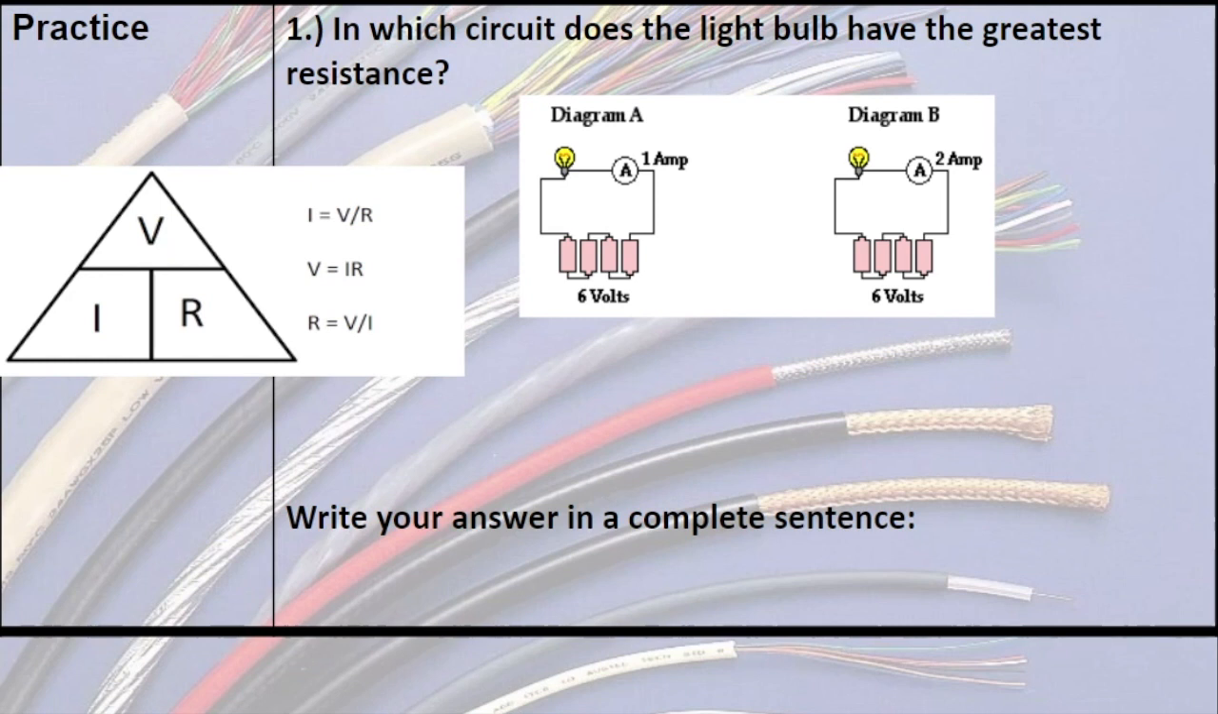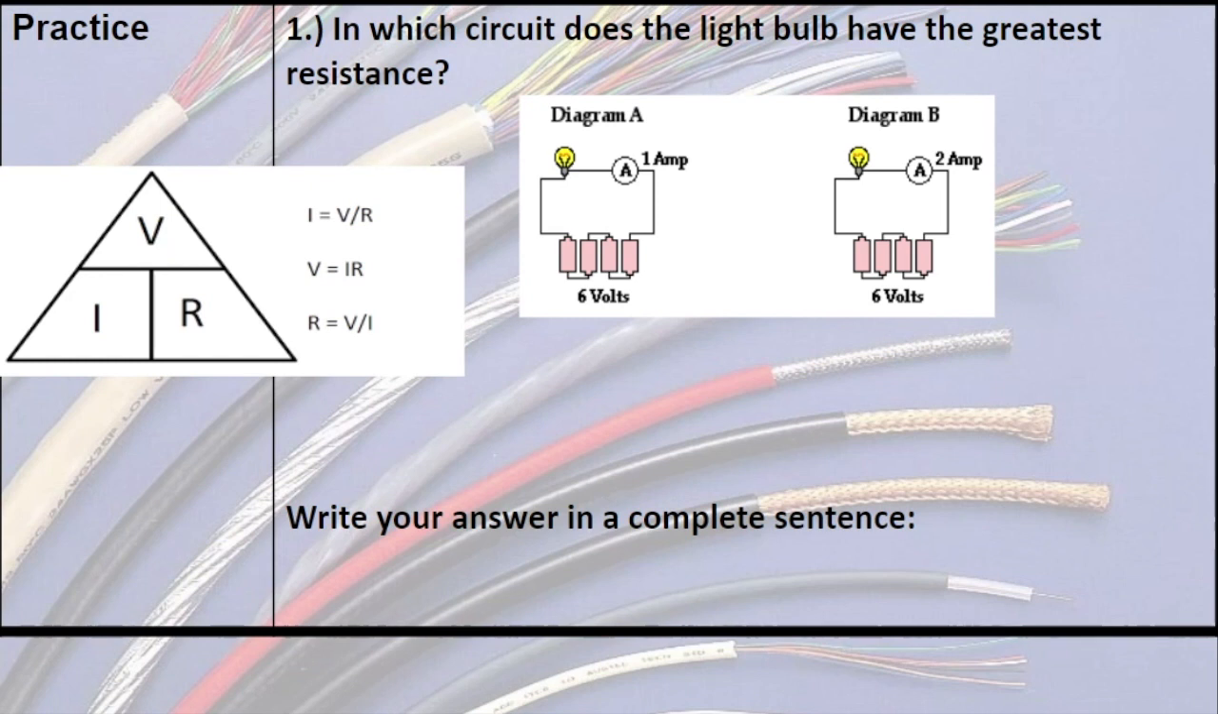So in which circuit does the light bulb have the greatest resistance? Over here, we have two circuits, diagram A and diagram B. In diagram A, we see that we have our light bulb, an ammeter, because we remember that an A is an ammeter. That's the schematic symbol for it. And then we have a 6-volt battery down here. And then on the right-hand side, we have the light bulb, the ammeter, which is measuring 2 amps of current through the circuit, and then again, the 6 volts of battery.